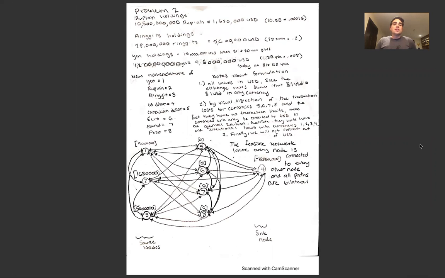So for example, really the first thing I wanted to do was convert everything to USD and understand what we were dealing with and what needed to be transferred into the United States. And so we see that the rupiah holdings are going to be about 1.6 million, ringgits are going to be about 5.6, and then the yen is the largest at 9.6. And that's all done using the conversion rates and the amount that the problem states.